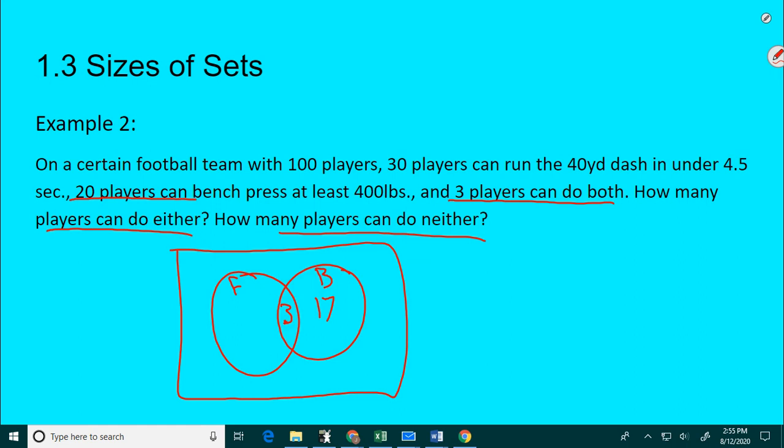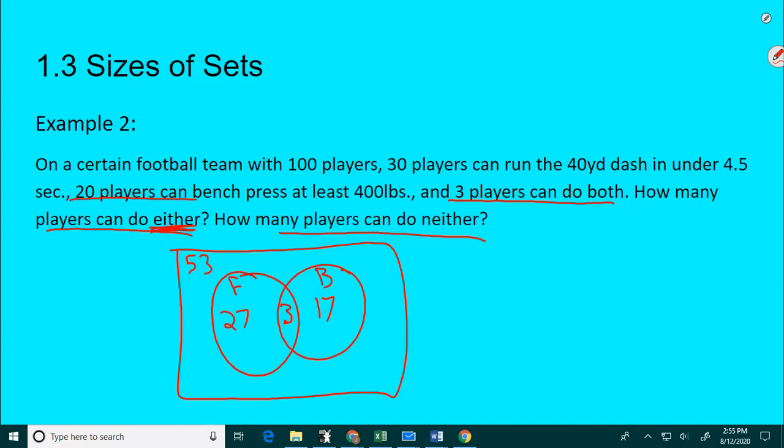Okay, we also have our 30 that run the 40 and under 4.5. So F, the whole F circle is 30. So that means we have 27 over here. Then we've got 100 total players. So what's left is we need to take, let's see, we have 30, 47. So 100 minus 47. There's 53 that are not very fast and not very strong. Sorry about those guys.